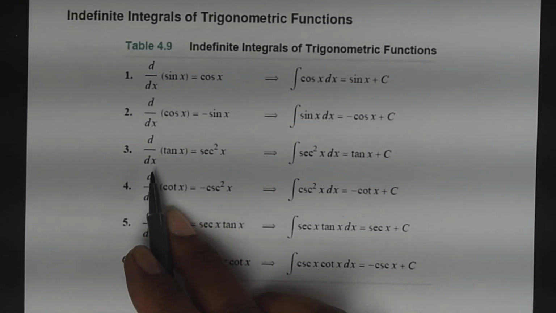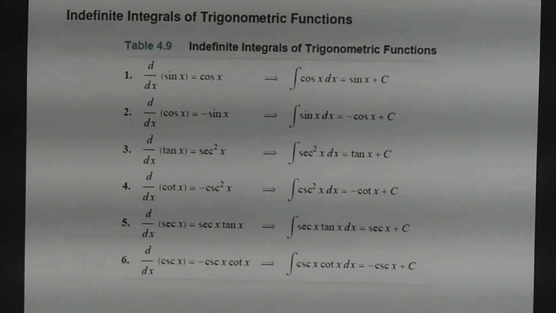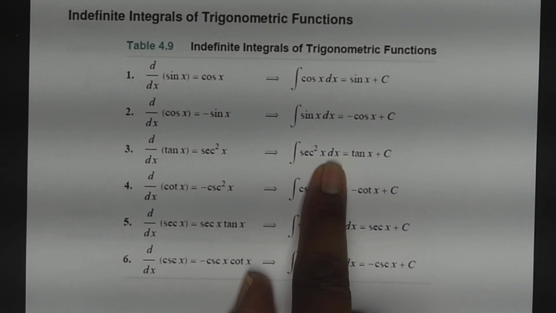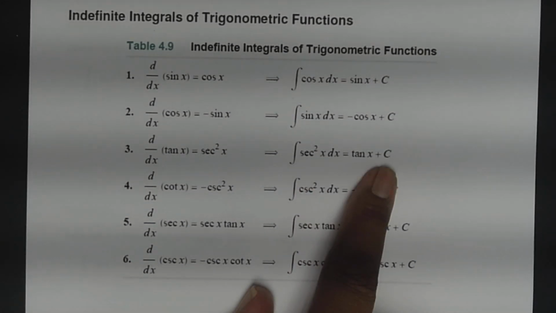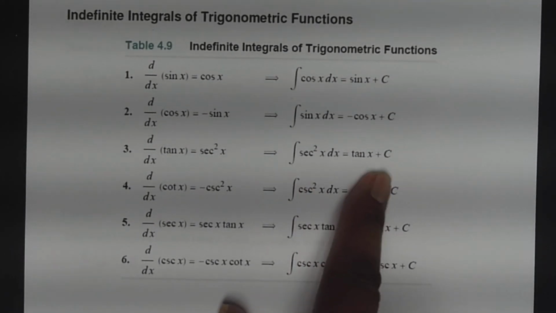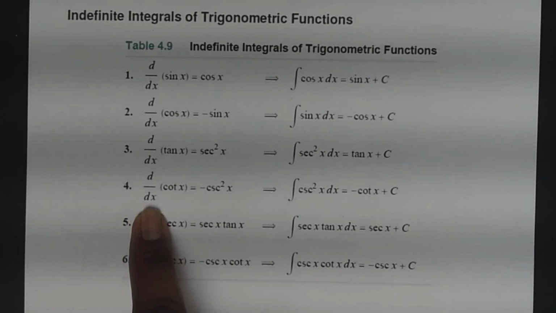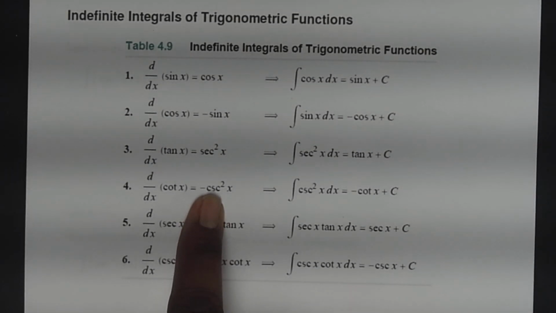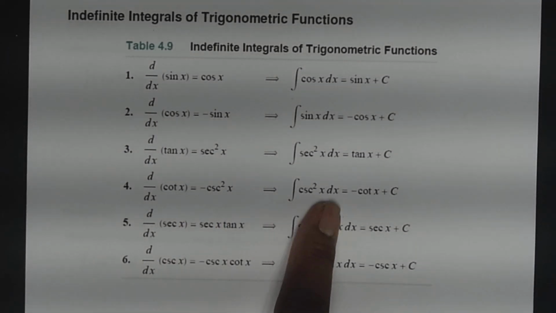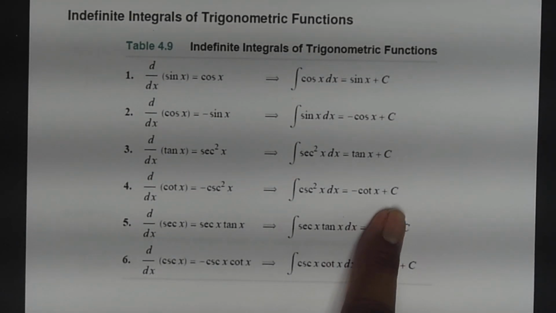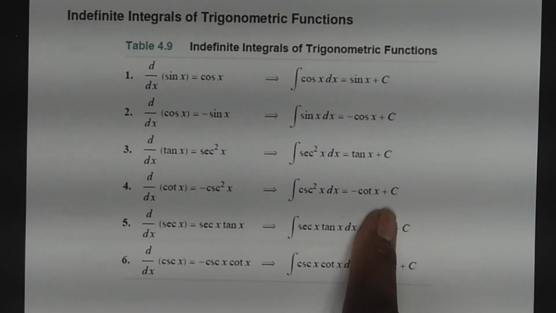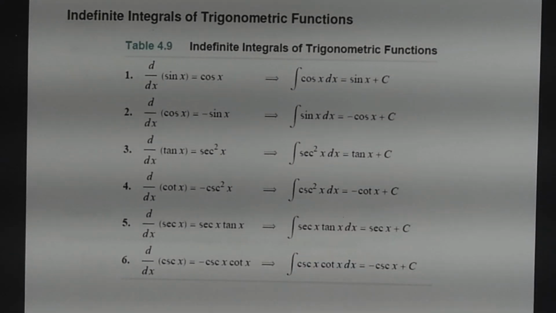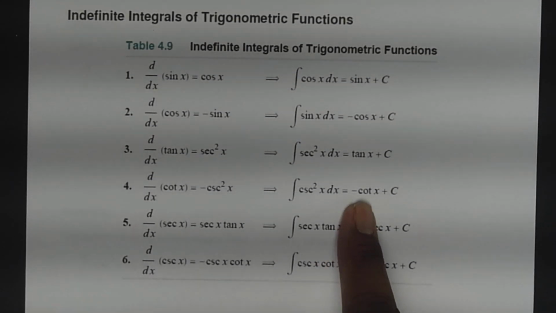And then for the derivative with respect to x of tangent of x, that's just secant squared of x. So that means here, if we take the integral of secant squared of x dx will be tangent of x plus c. And then number 4, the derivative with respect to x of the cotangent of x is negative cosecant squared of x. So the integral of the cosecant squared of x dx will be negative cotangent of x plus c. That's similar to the integral of sine of x dx being negative cosine of x. That's why the negative sign is there.